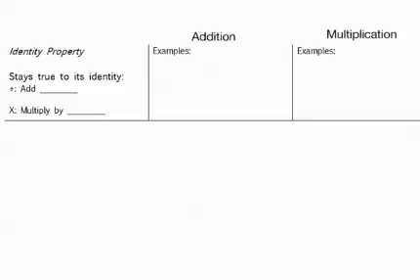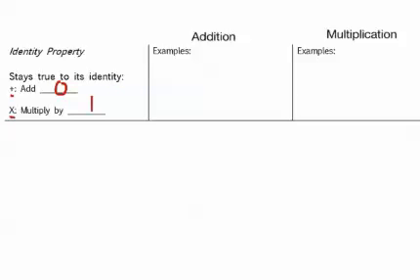The identity property. The identity property stays true to its identity, or itself. We want to think of a number starting as 7 and nothing is going to change it. Whether it's multiplied by 1 or added to 0, it's still going to be 7 on the other side of the equal sign. With addition, we're going to add 0, and its identity is not going to change. And with multiplication, we're going to multiply by 1, and its identity is not going to change either. These are called the identity elements.